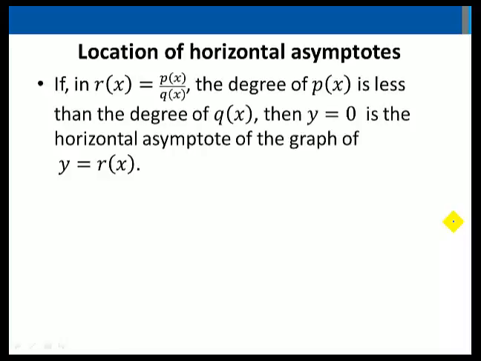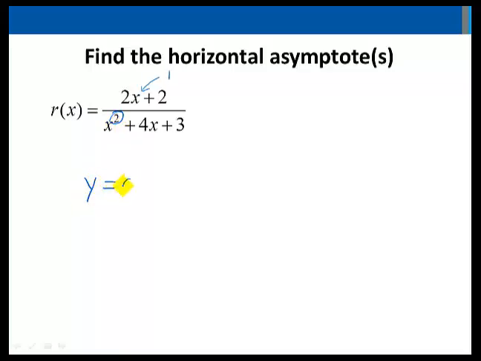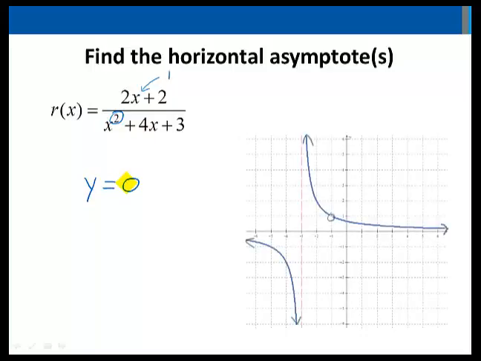Let's look at the case where the degree of the numerator is less than the degree of the denominator. In that case, y equals 0 is the horizontal asymptote of the graph. As an example, r of x equals 2x plus 2 over x squared plus 4x plus 3. The degree of the numerator is 1 here. The degree of the denominator is 2. The degree of the numerator is less than the degree of the denominator, so our horizontal asymptote will be y equals 0, as you can see on the graph of the function.